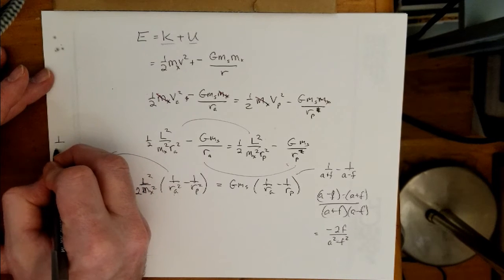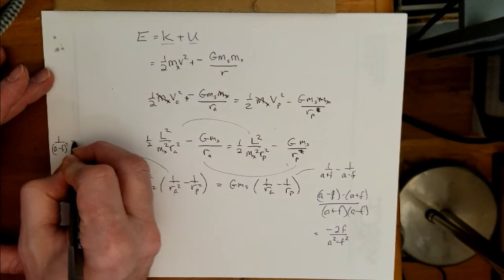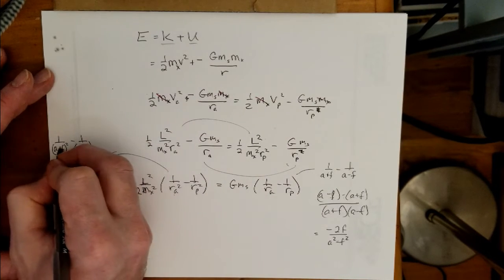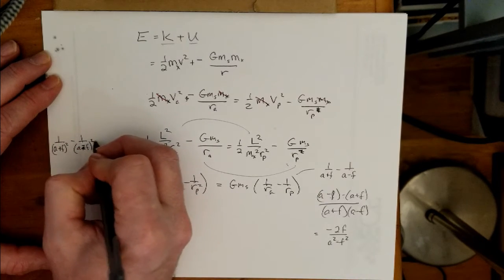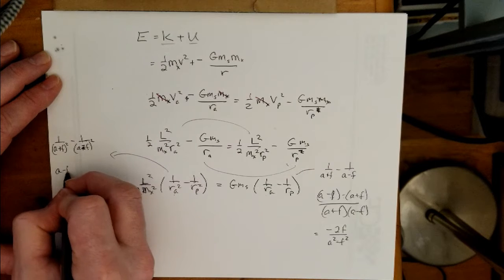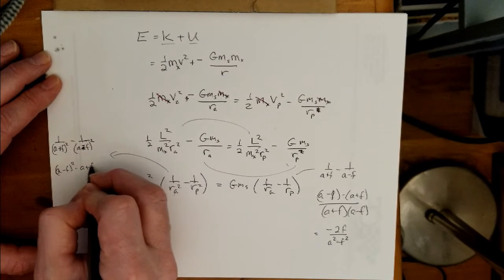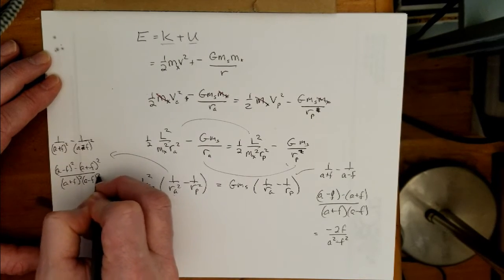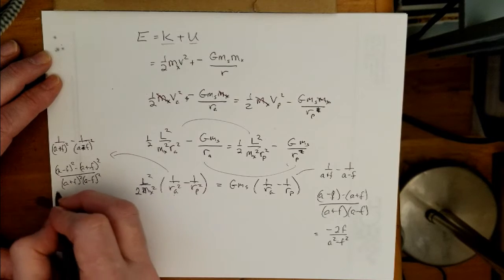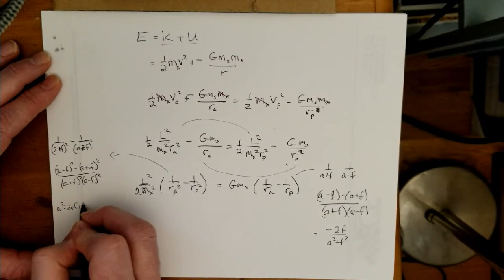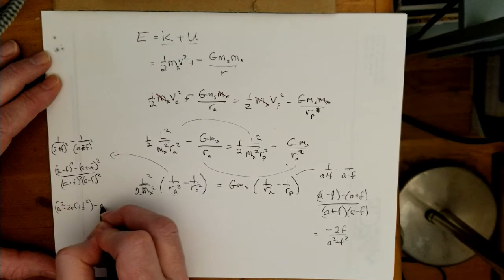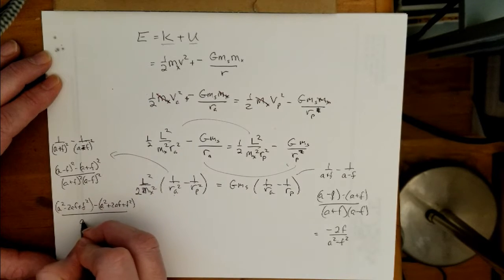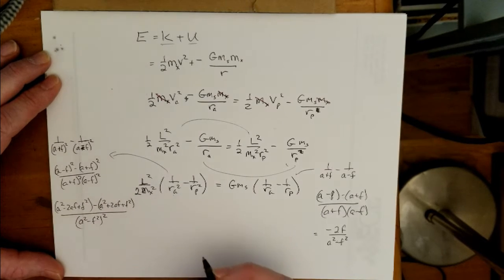So we have 1 over (a minus f) squared minus 1 over (a plus f) squared, with the plus and minus backwards. So this is (a minus f) squared minus (a plus f) squared over (a plus f) squared times (a minus f) squared. And up here, we have a squared minus 2af plus f squared minus a squared plus 2af plus f squared, over (a squared minus f squared) squared.